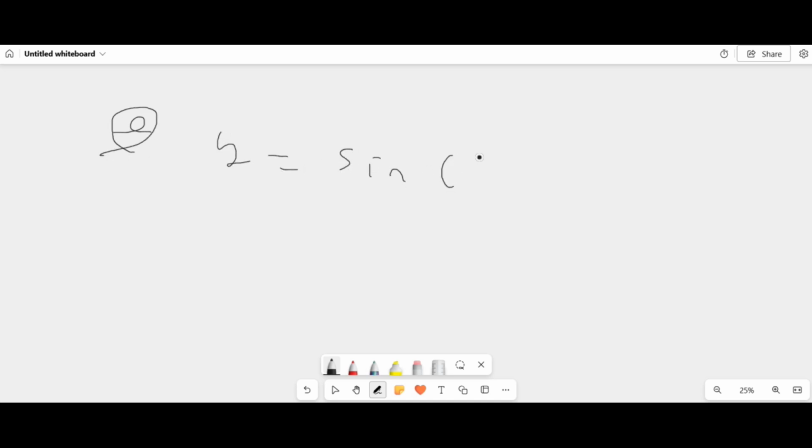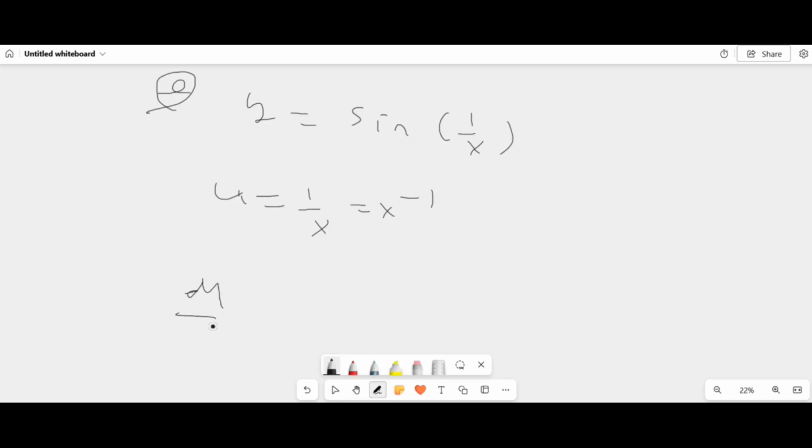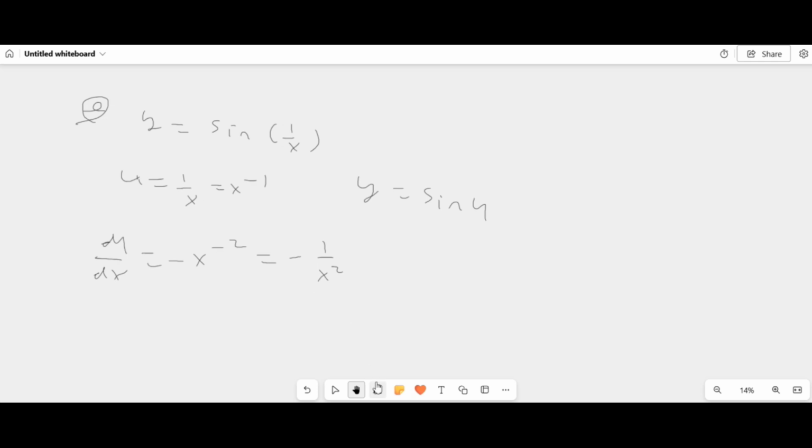Alright, question E. Y is equal to sine of 1 over x. And so therefore u is going to be 1 over x, which is just equal to x to the power minus 1. Differentiate that, and du over dx is going to equal minus x to the power minus 2, which is just equal to minus 1 over x squared. And then y is equal to sine u, and sine u differentiated becomes cos u, so dy over du is cos u.